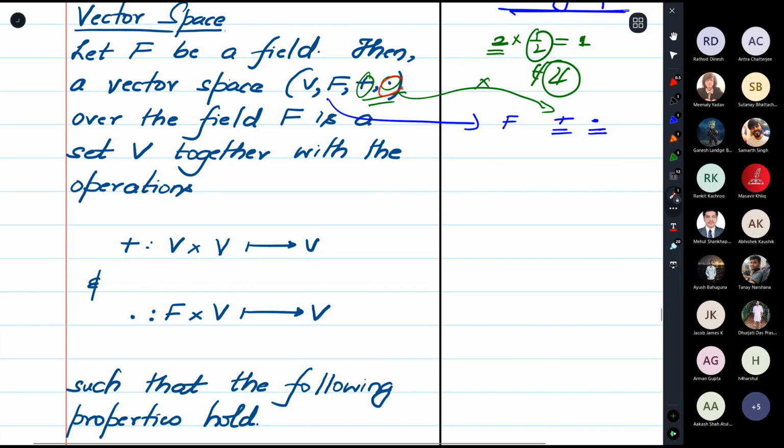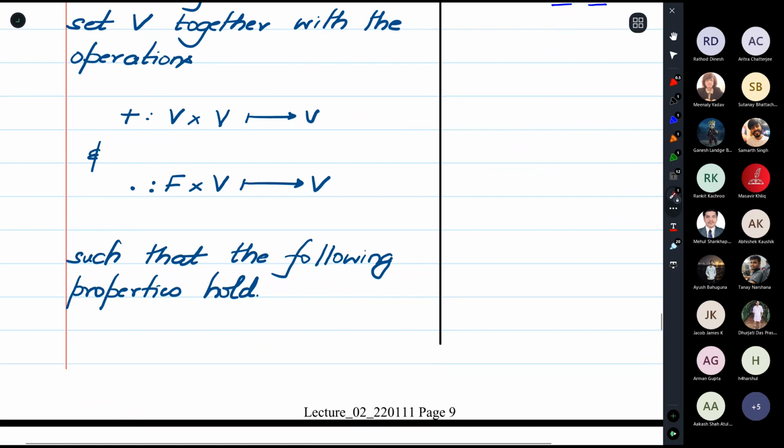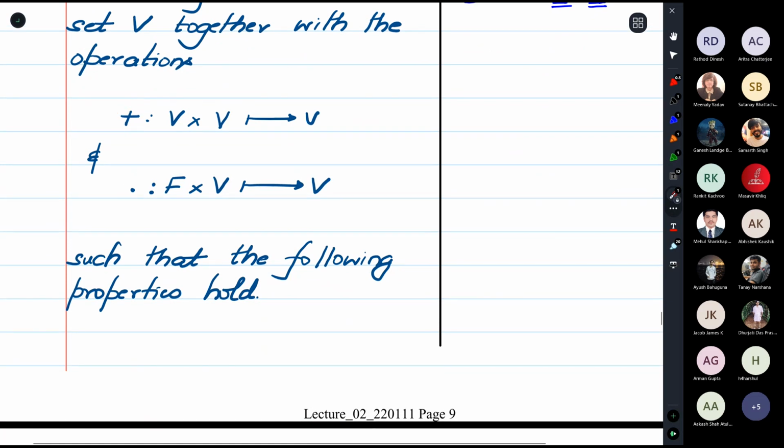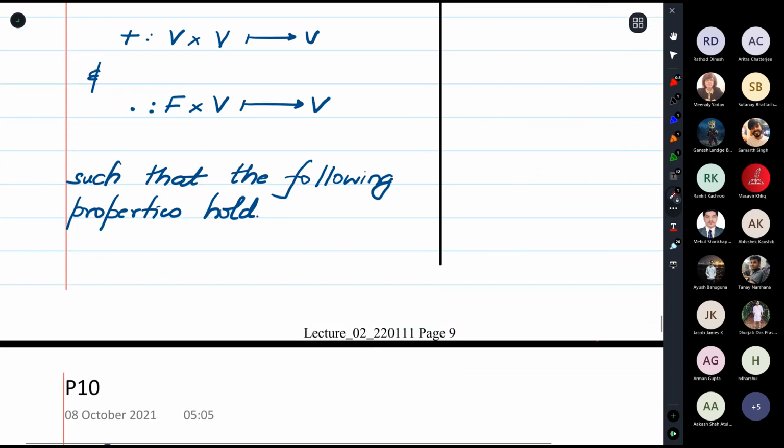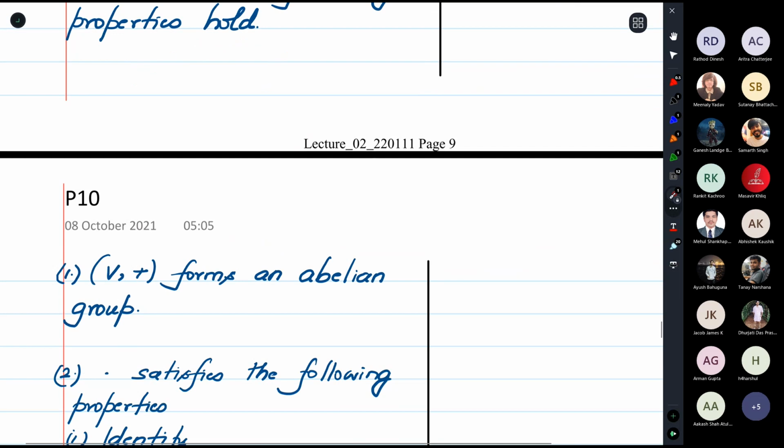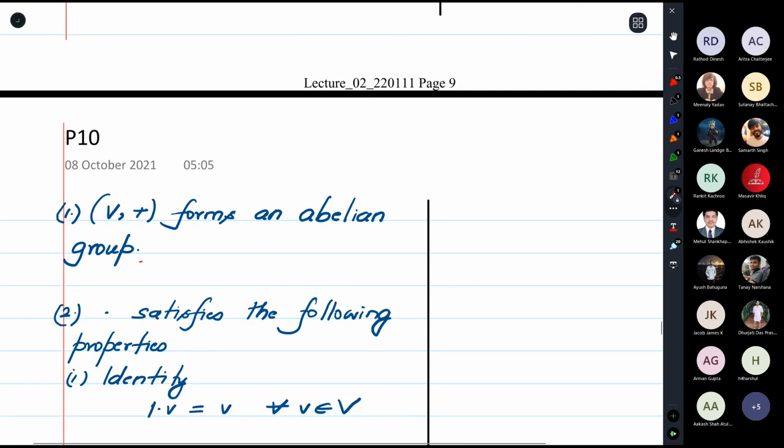However, for this dot, notice that the description is slightly different. The input should be something from the field, right? And the second input should be something from the vector space, that is V over here, the set V, and the output will be in V itself, right? And if this addition and scalar multiplication satisfy the following four properties, that is V along with plus should form an abelian group, right?